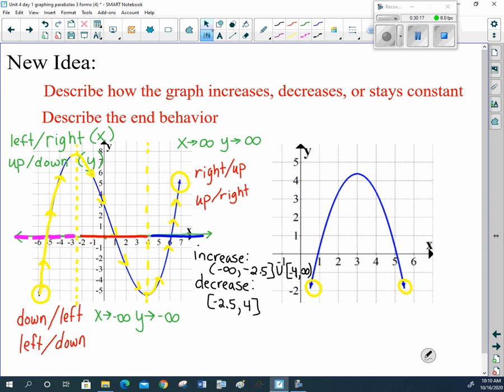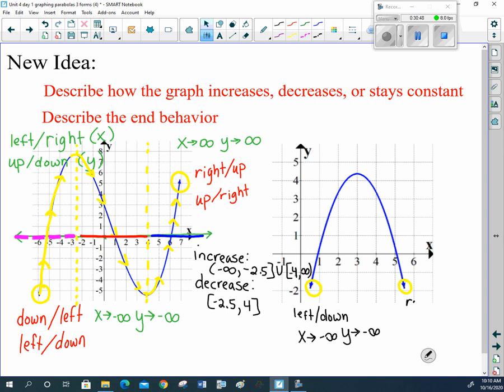It looks like on the left, it's going left and down. Okay, that's a nice description verbally, but we want to change that to math lingo. So moving left means you're going to negative infinity. X is going to negative infinity. And going down means Y is also going to negative infinity. That's my end behavior.